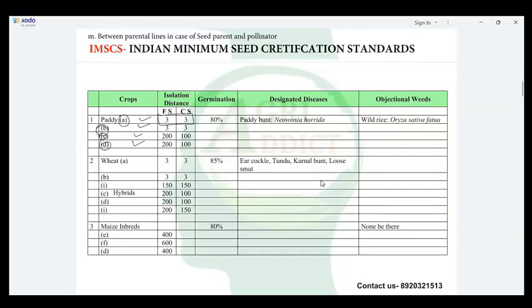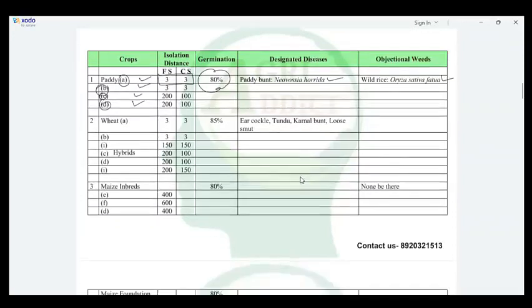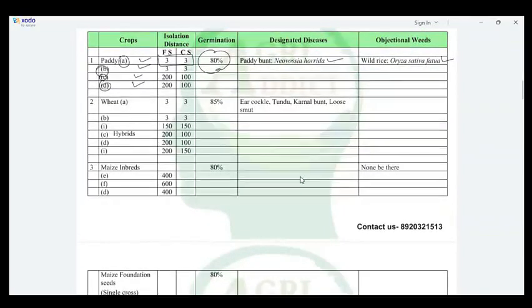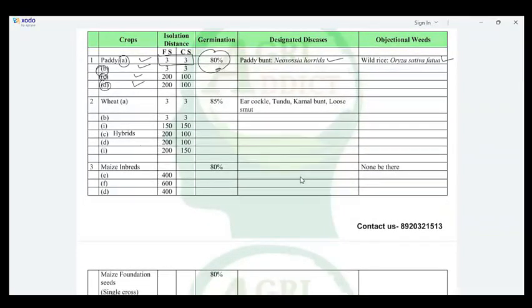So this is regarding the IMSES crop standards, where you can clearly see I have mentioned all the different parameters with the abbreviations A, B, C, D, and also the germination percentage, designated diseases, and objectionable weeds. If you observe very carefully, the designated diseases and objectionable weeds are not present for all the crops. That is what makes it unique, and they will definitely concentrate on these designated diseases and objectionable weeds. I already made the list, you need not worry about anything. Just take a printout of it and revise it from time to time. That is what you should do.